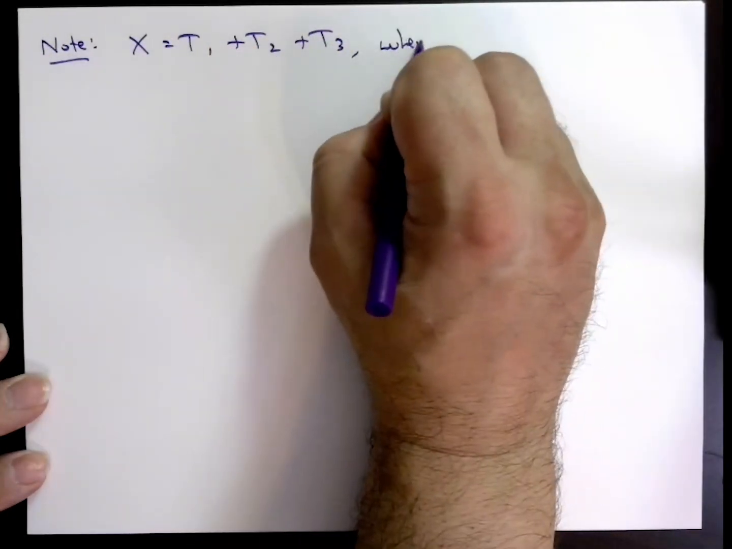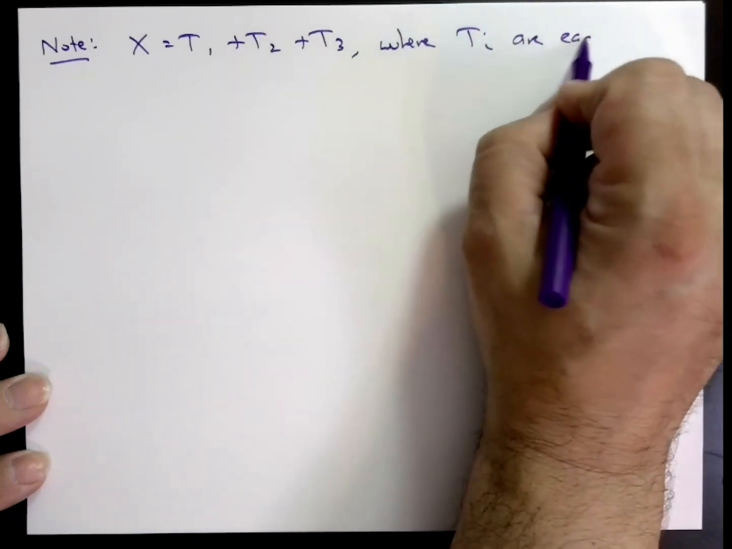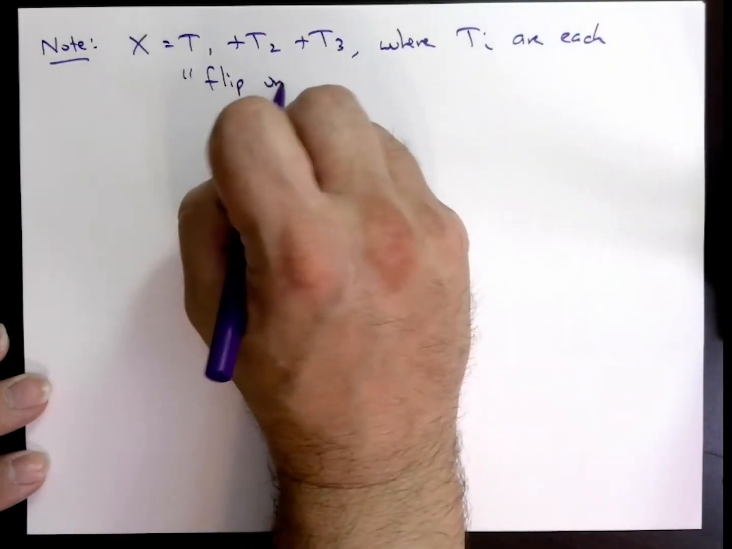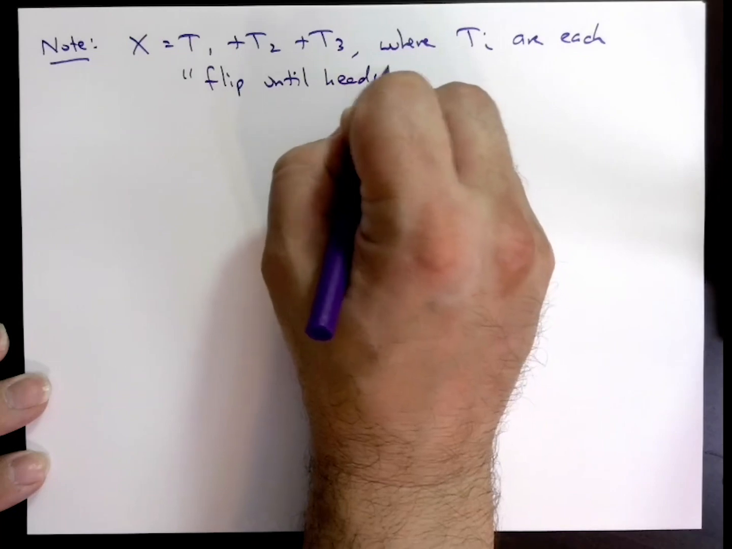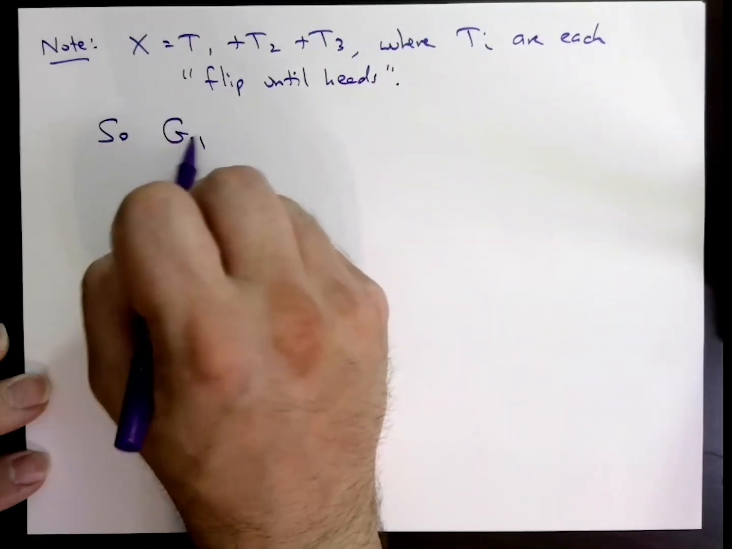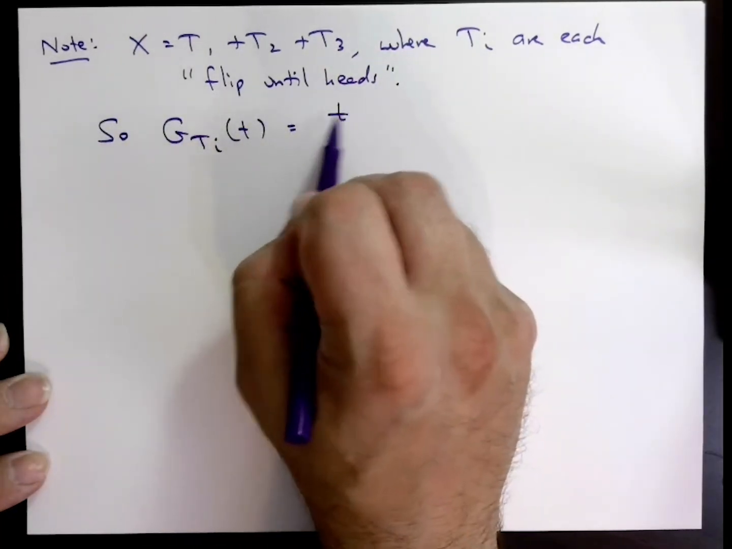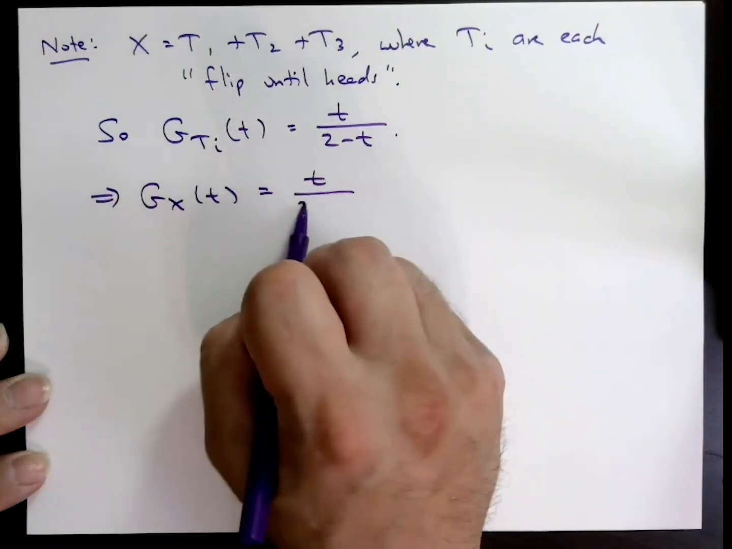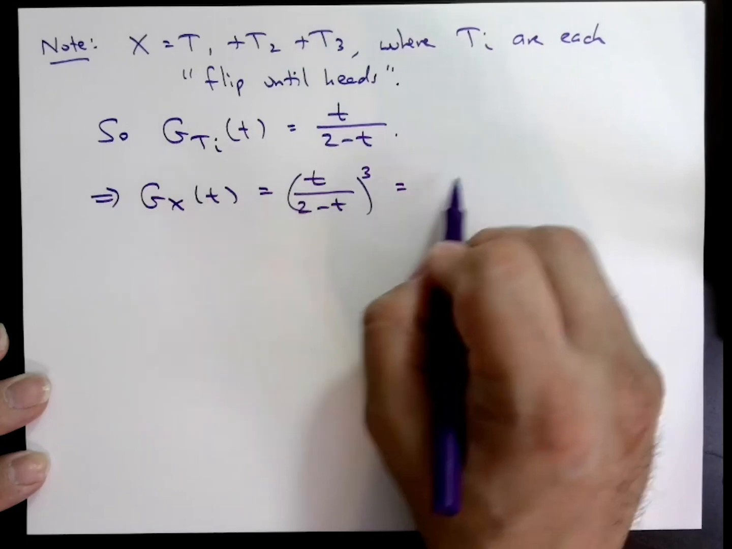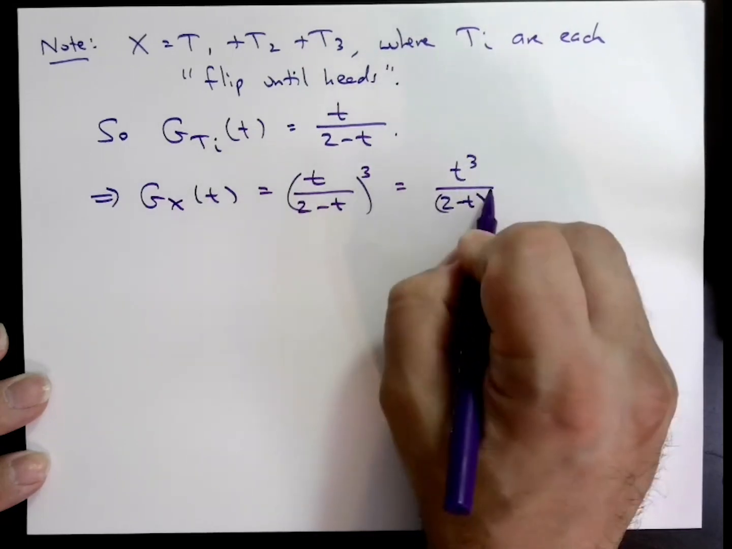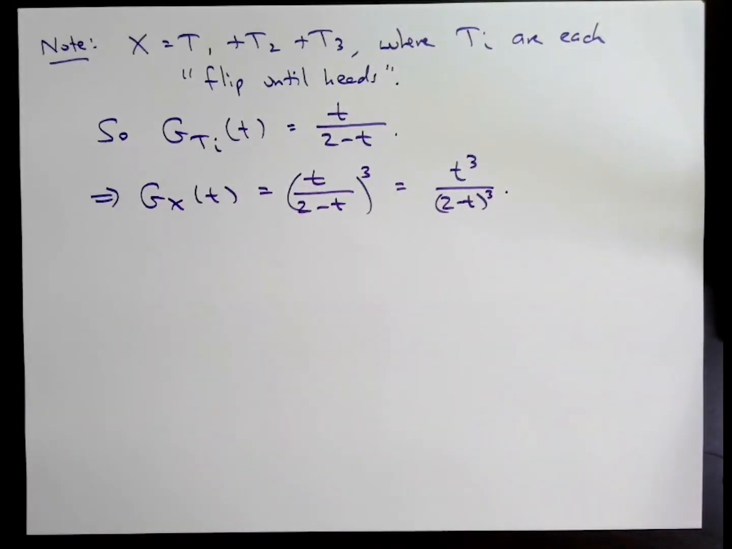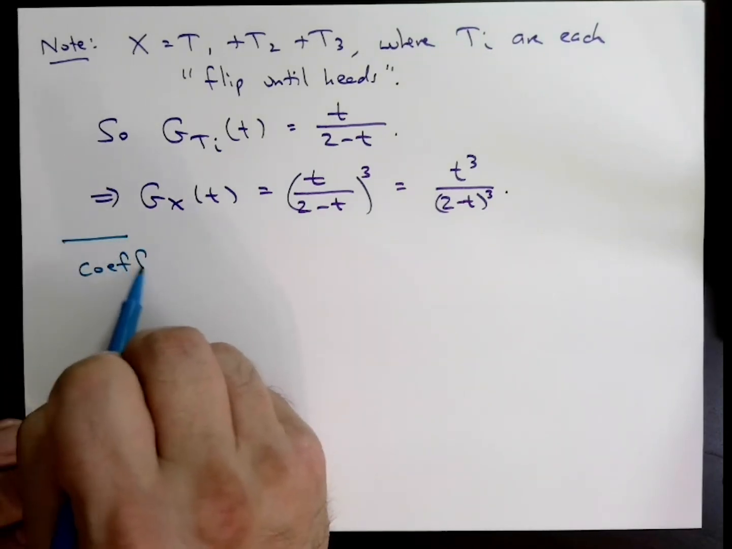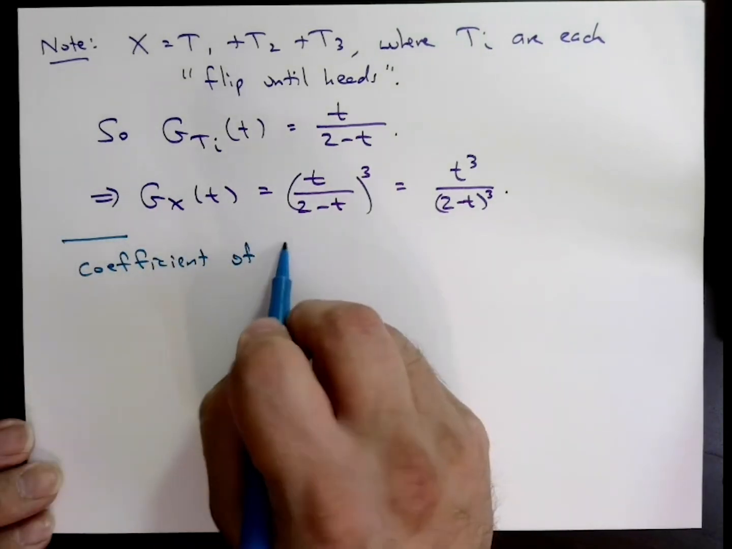We can write X as the sum of 3 random variables, each of which has a known distribution. The reason is because we can think of playing this game where we flip until we get a head, and then stop, and then restart. And we do that 3 times. So we can write X equals T1 plus T2 plus T3, where each of the Ti's has the distribution of flip until the first head. We know the PGF of those functions, we just computed it.